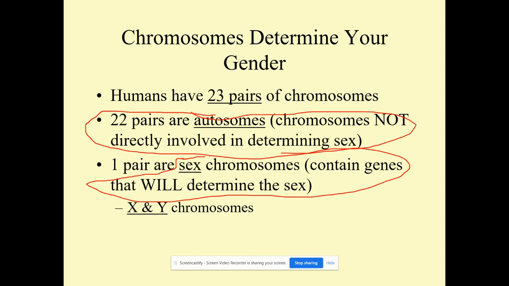Now, the last pair in that picture I showed you, at the bottom right, was the final set of chromosomes, which were labeled X and Y. That's what determines whether you're a male or female. Those are called sex chromosomes. So every one of us in here has 22 autosome pairs, and then we have one sex chromosome pair.